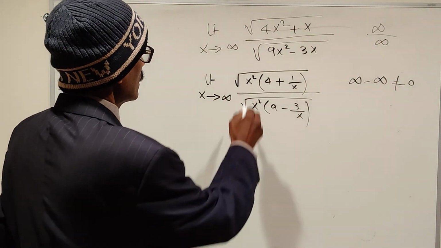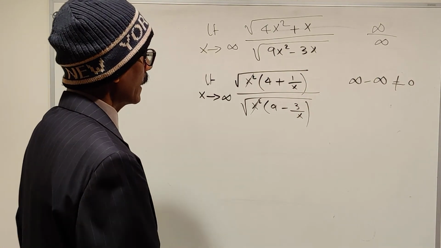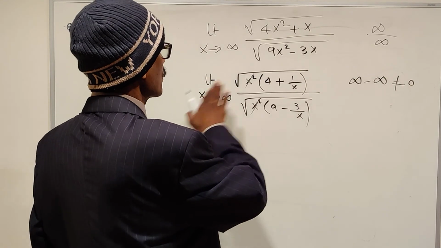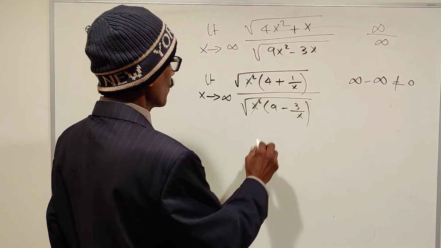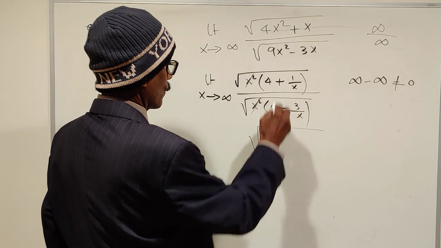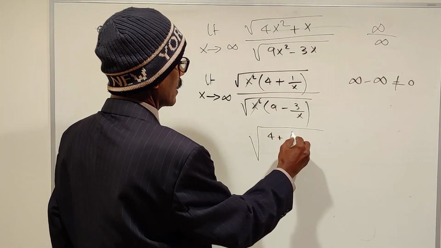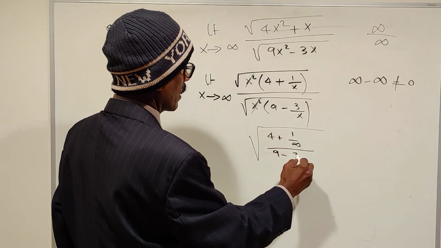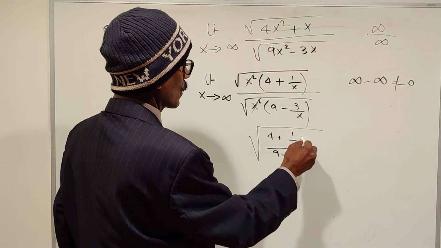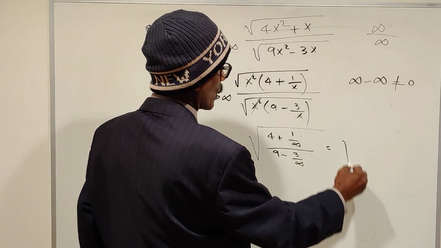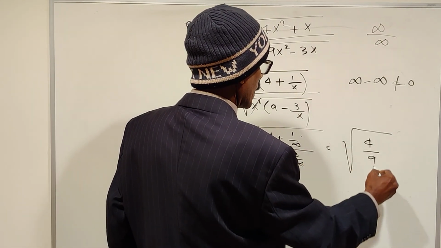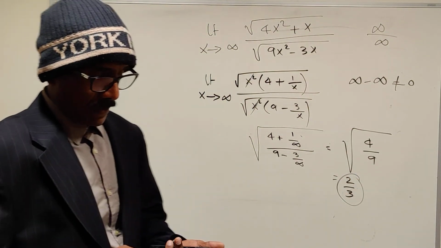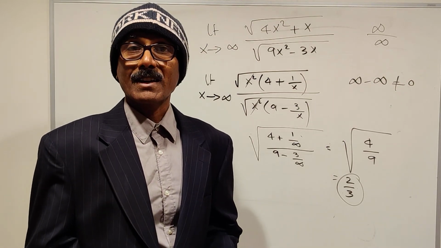So after this, just cancel out x square. What is the next step? After cancelling out, just substitute the value. Square root of 4 plus 1 by infinite, divided by 9 minus 3 by infinite. See, this one is 0, this one is also 0. The answer is square root of 4 by 9, that is 2 by 3. This is the answer. Okay guys, see you next time. Okay, bye.